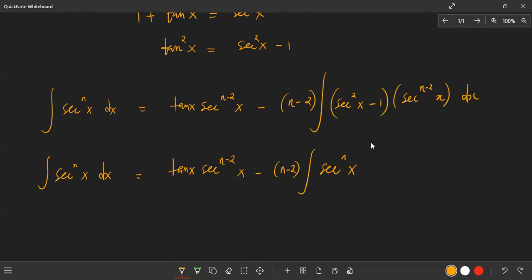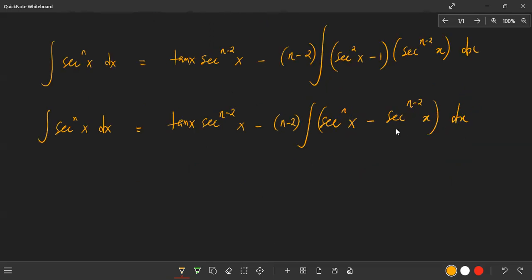And then again, negative 1 times this sec squared, sec^(n-2), you're going to have minus sec^(n-2) x, and then the whole thing by dx. I've just opened the bracket there and then distributed everything. So now this is what you have. These and these are the same. This is what you started with.